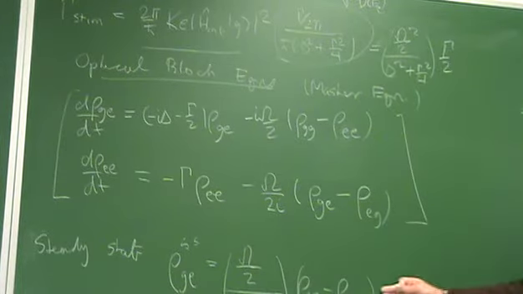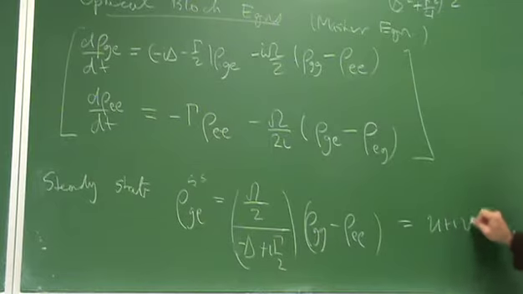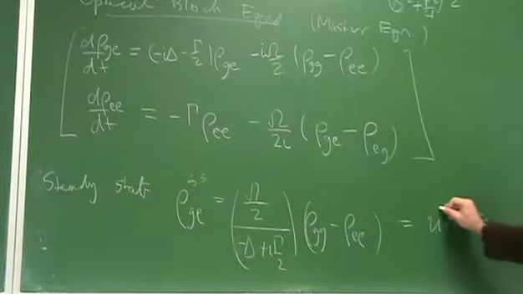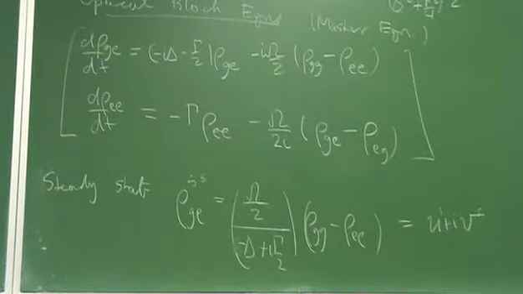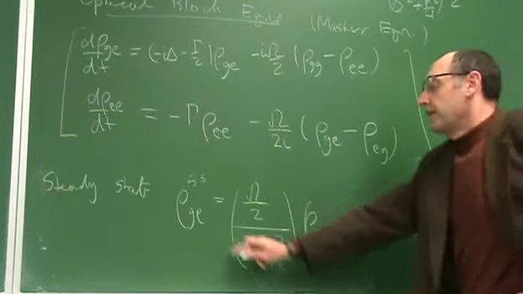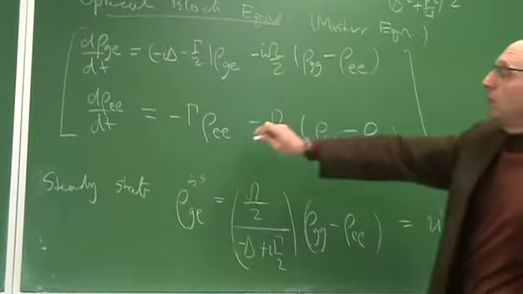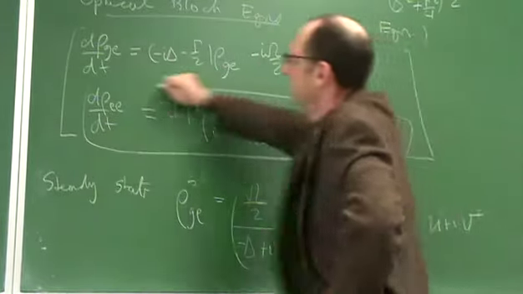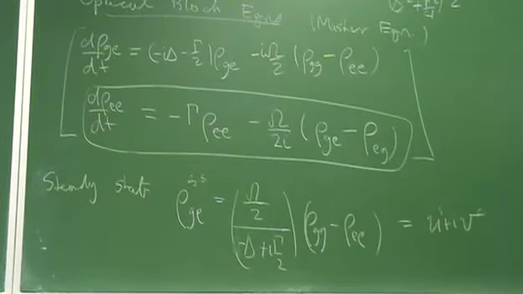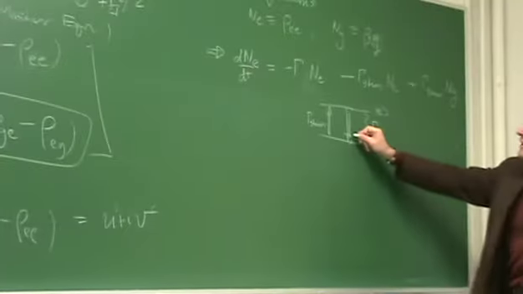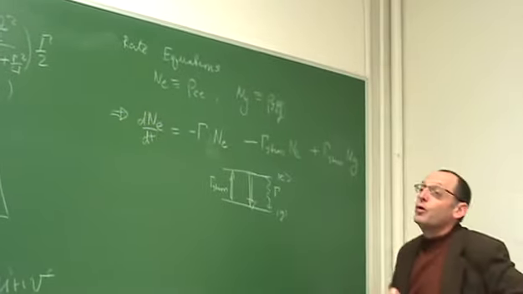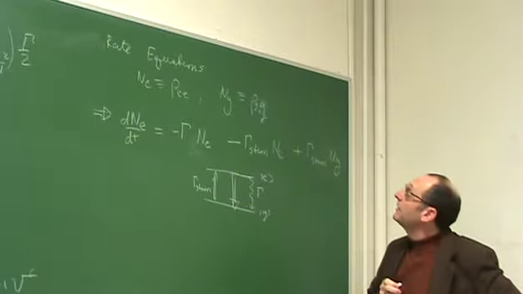And we looked at the steady state, right? This is my U plus IV in steady state. Then we plug this steady state coherence into this equation, and we arrive at a set of rate equations. And those rate equations then are this Fermi golden rule picture of transitions.